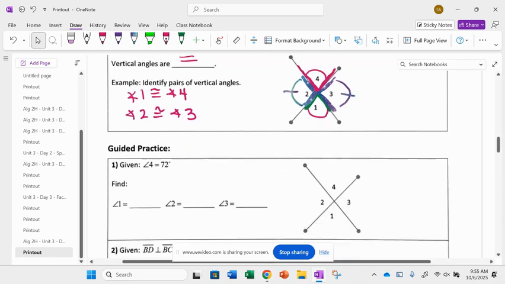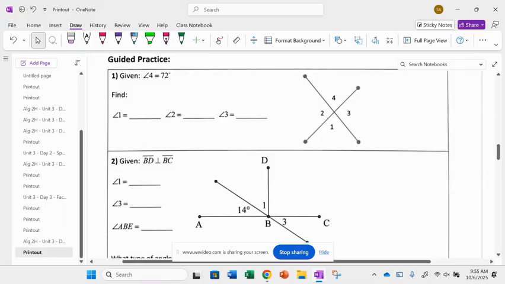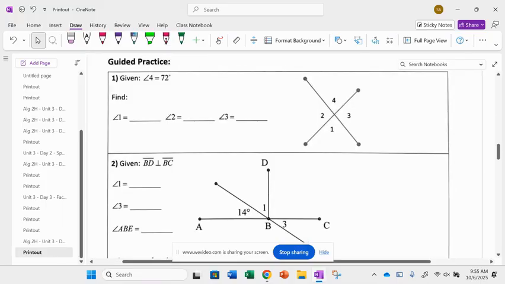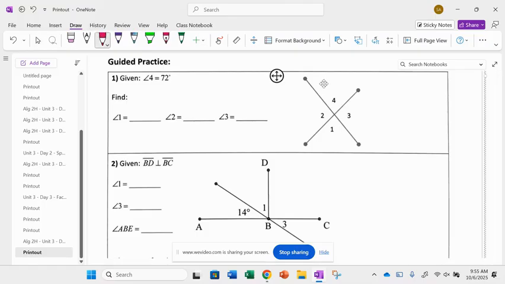All right, let's do some problems. So given angle 4 is 72 degrees, we want to find all the other angles. Well, if angle 4 is 72 degrees, who's kissing angle 4? Angle 1, which means angle 1 has to be 72 degrees.